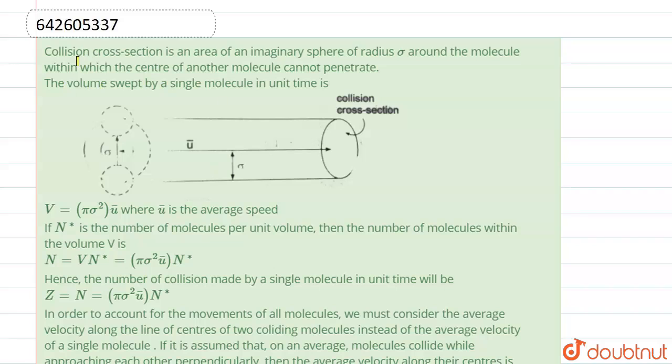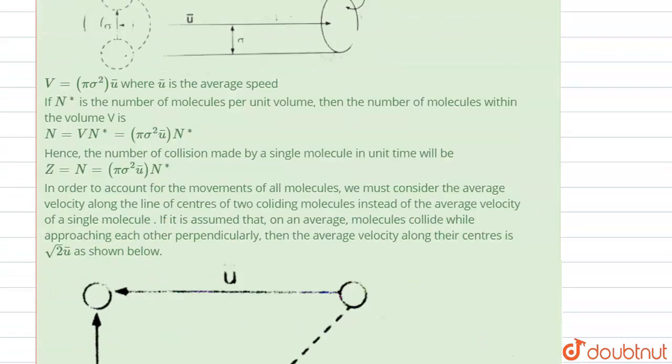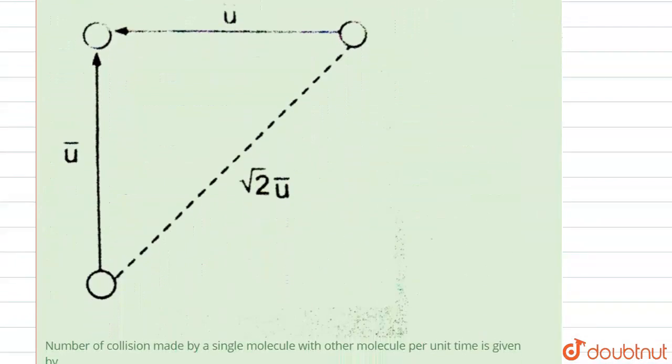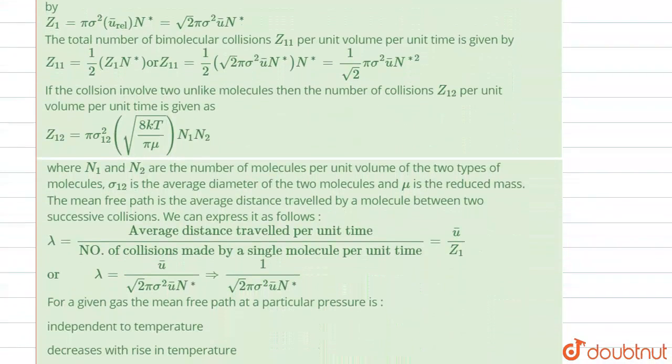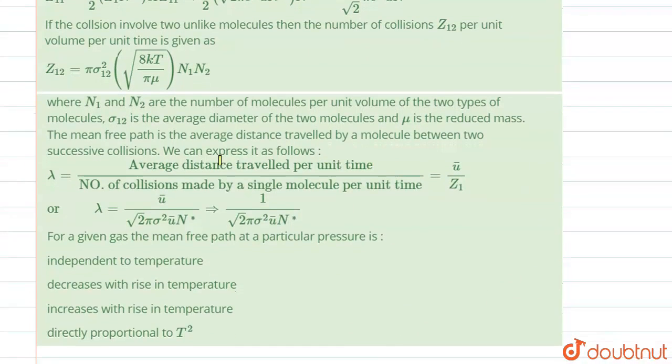Hello everyone. So in the question we have a theory given, which is that a collision cross section is an area of an imaginary sphere of a radius around the molecule within which the center of another molecule cannot penetrate. The volume swept away by a single molecule in unit time, and we have a few relations given here, like the collision frequency and the value of alpha and lambda.